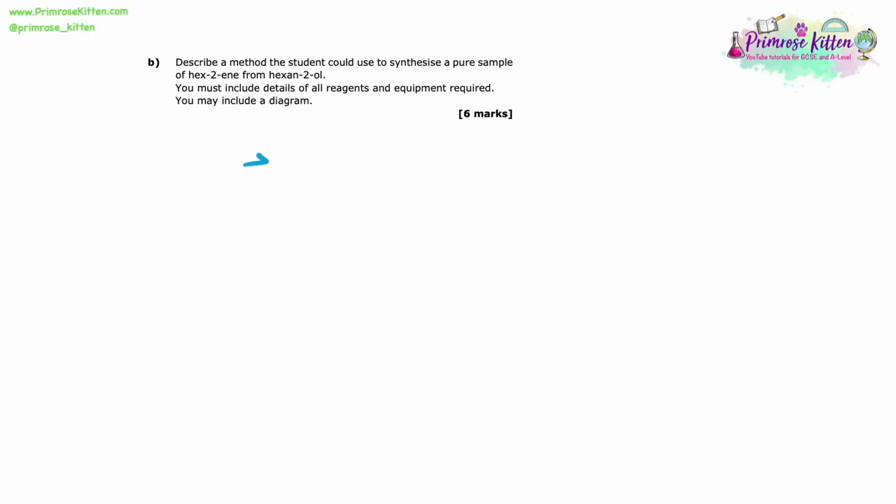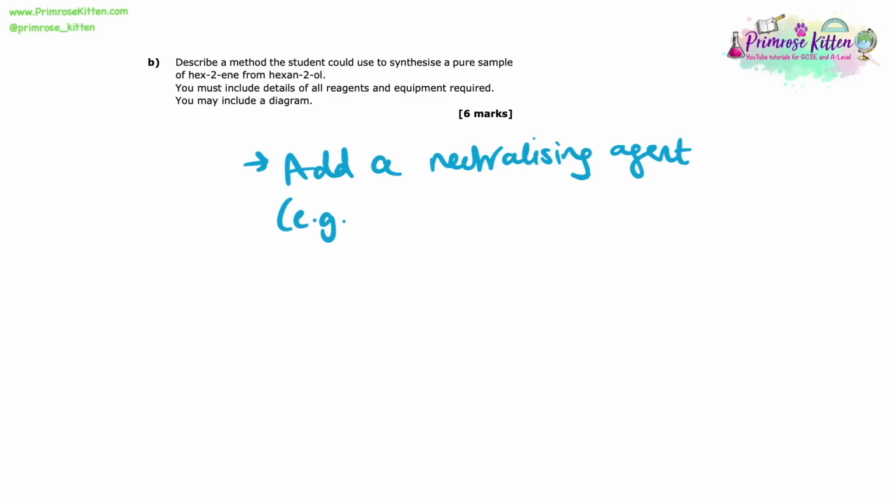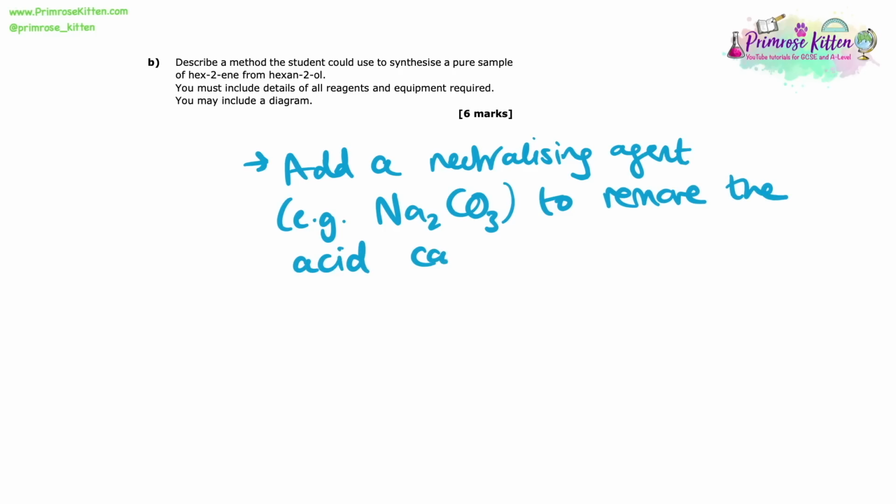So now let's finish up this question by talking about how we're going to ensure that we have a pure sample. So the first thing we want to do is to add a neutralising agent. An example of a neutralising agent that we may use could be sodium carbonate. The importance of this step is to remove the acid catalyst. We don't want that, we want a pure sample of hexene. Of course, when this neutralising agent reacts with the acid, it's going to form a salt and water, which we will still need to remove.